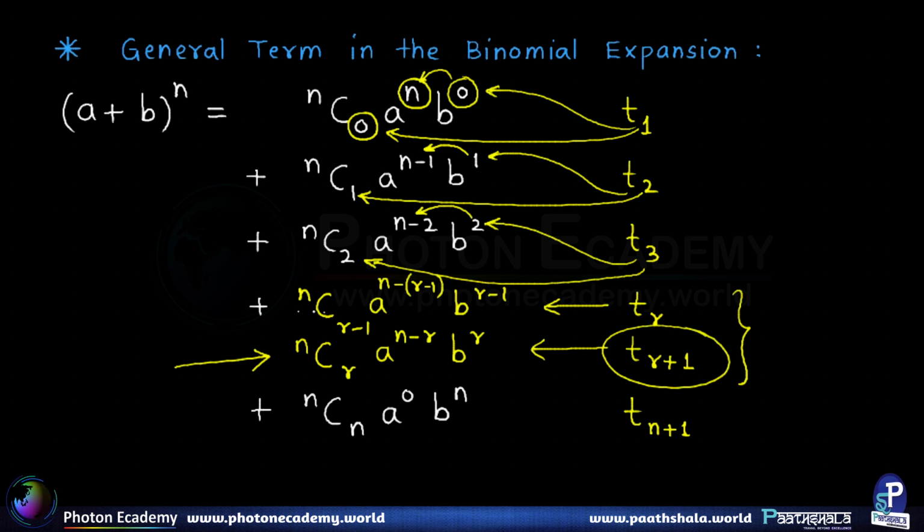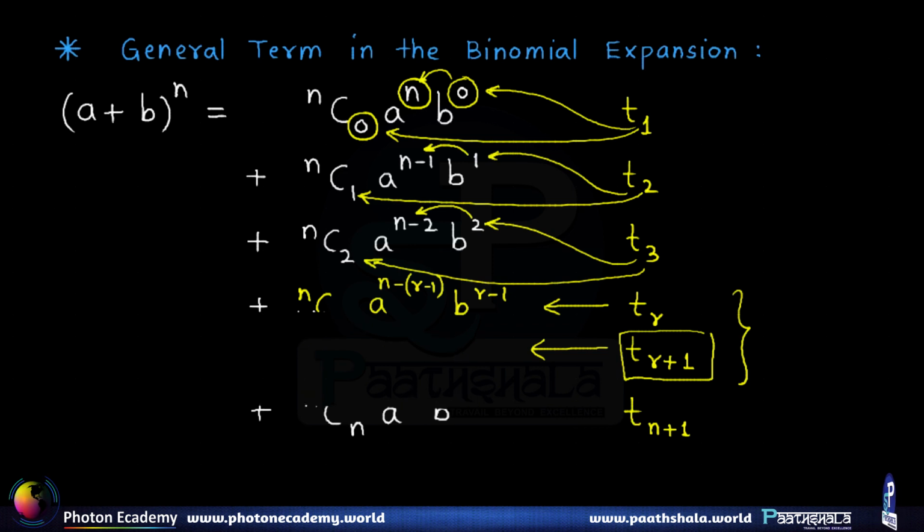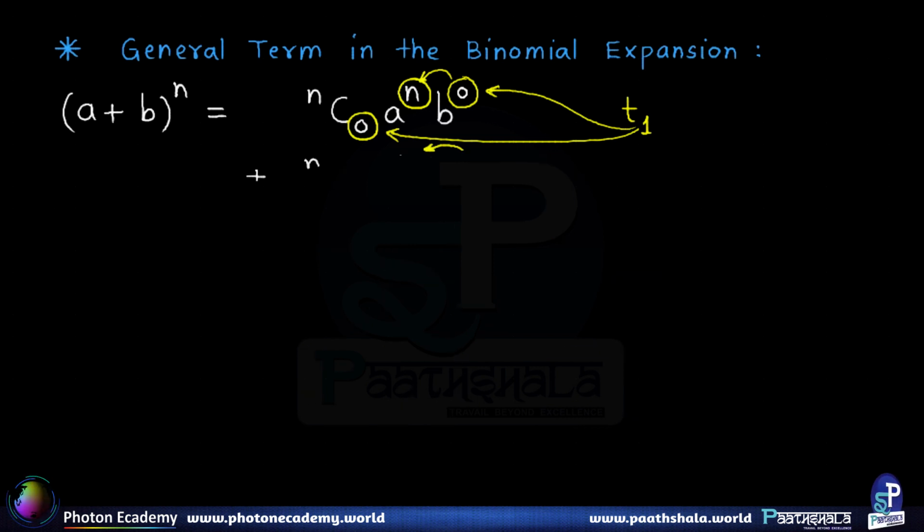So therefore we remember this result as the formula for a general term in the binomial expansion. Remember that the formula for tr is not wrong, it is perfectly fine, but it is slightly clumsy. So better we remember the formula for tr plus 1 as the general result. Alright.